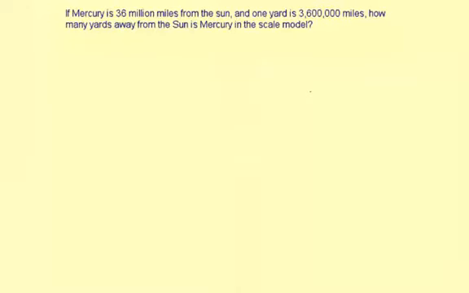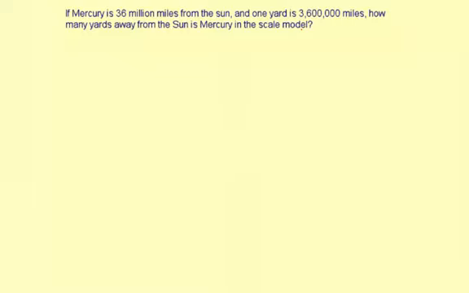If Mercury is 36 million miles from the Sun and 1 yard is equal to 3,600,000 miles, how many yards away from the Sun is Mercury in the scale model? When you see a model of a solar system hanging in maybe a science classroom, it kind of looks nice because you can see all the planets, but really it's not to scale. And so it really gives you a false sense of what the solar system is like. And this lesson really gives you a true sense.